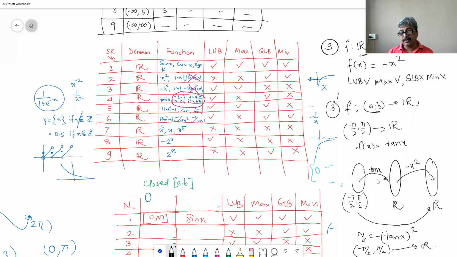So if you have only one function with you, that is tan x, which is from open interval minus pi by 2 to plus pi by 2, which goes to R, all these earlier table number one functions can be used as a second function here in the composition to create the table number two, which was meant for open interval.